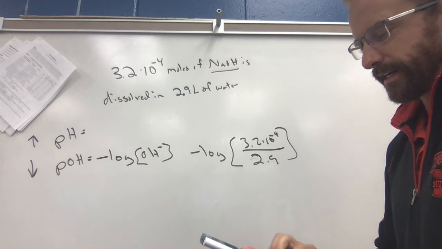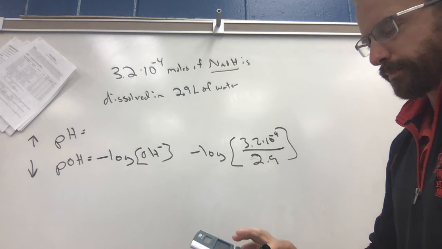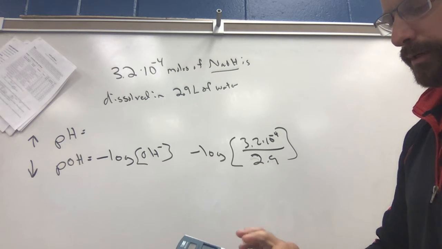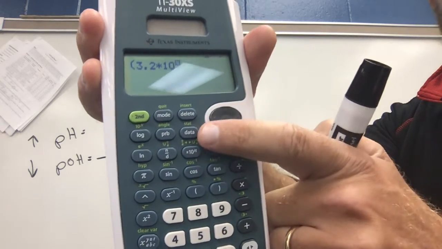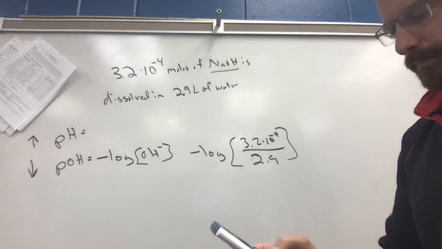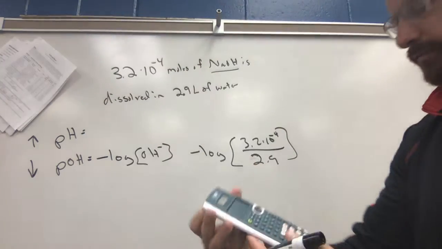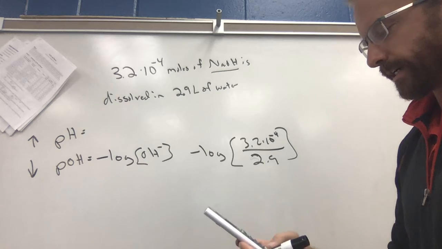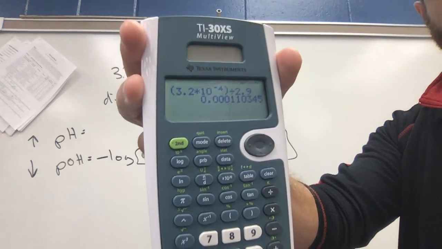But in any event, I'm going to do 3.2. Well, hang on, parentheses, 3.2 times 10 to the, right? Remember when we were doing scientific notation stuff, the times 10 to the button, negative 4. So I put that into the calculator, 3.2 times 10 to the negative 4, divided by 2.9. And so that gives me my concentration.